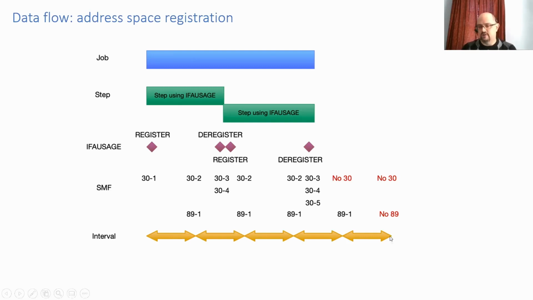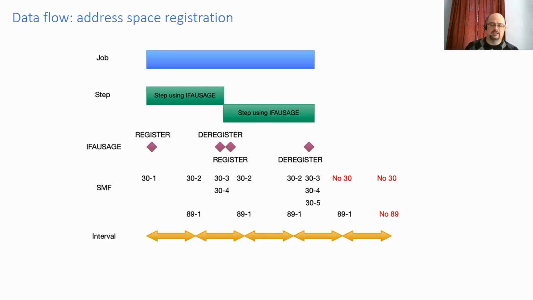We've got 5 intervals here. You can see the various type 30 subtypes. Obviously, once the job ends, there's no more type 30s for that job. There obviously will be for other jobs. And then the 89 subtype 1s, while we have products registered, we keep issuing the 89 subtype 1s at each interval. And then after there's no more products registered, we won't issue the type 89s.